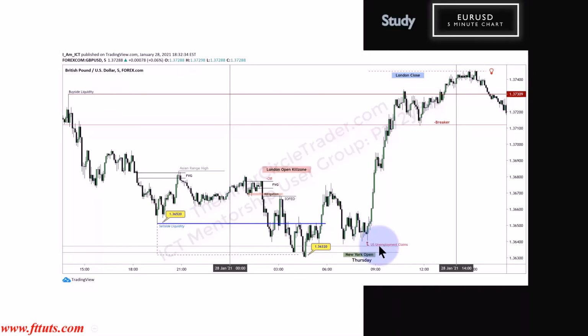And we have that shift in market structure here, optimal trade entry. U.S. unemployment claims report comes out right there at 8:30, and then we have the displacement higher, consolidation above here, and runs through the breaker. This is at daily breaker level. It runs through the buy side liquidity during London close, and in this level right here, okay, it's going to be the fib level. So we have the low to high. Here's your optimal trade entry in here.